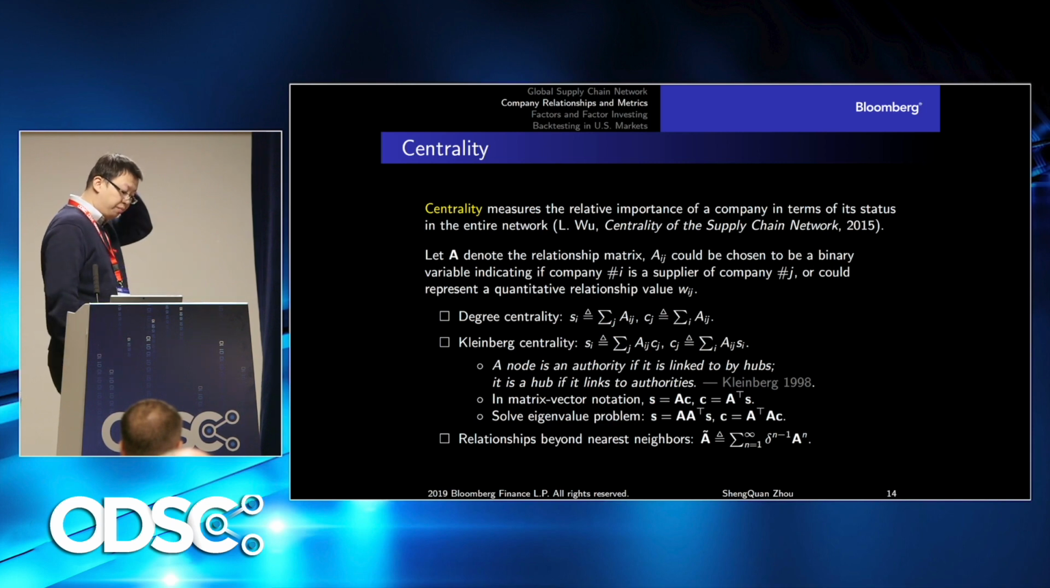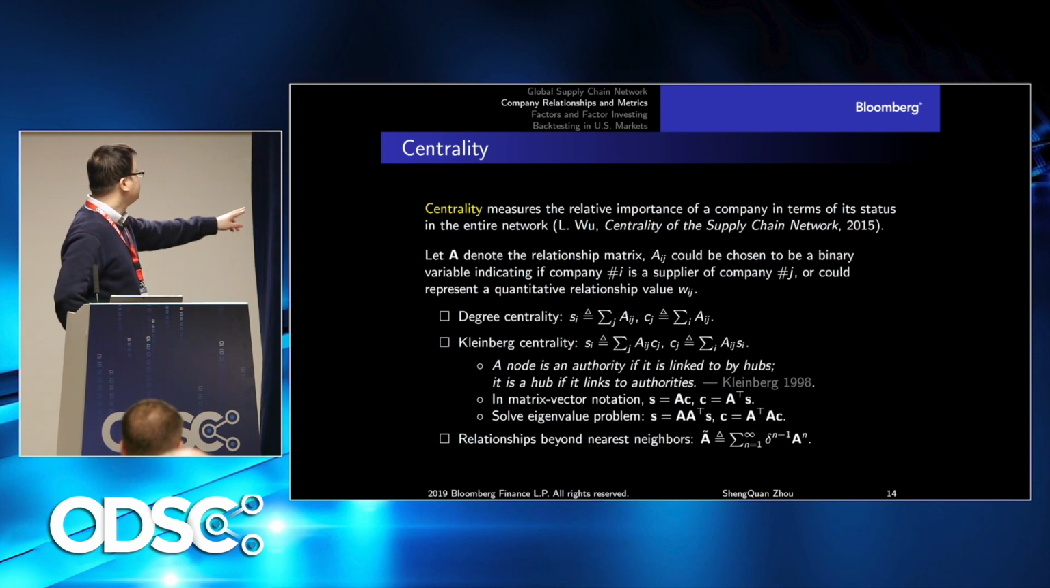But the one we'll be focusing on is called the Kleinberg centrality. The idea is basically, let's just read the original words from Kleinberg in 1998. A node is an authority if it's linked to hubs, and it is a hub if it's linked to authorities. In the language of suppliers and customers, I would say a supplier is a very central supplier if it is a supplier to many, many central customers. And a customer is a very central customer if it is a customer of many central suppliers.